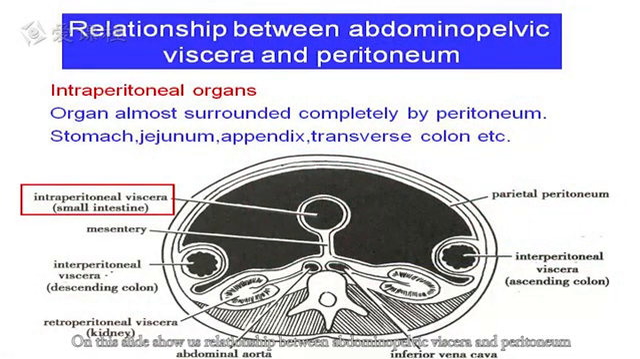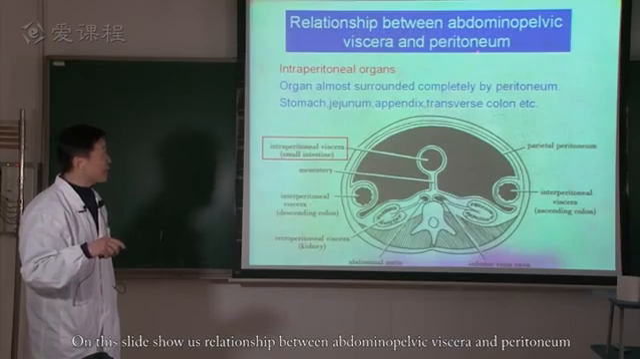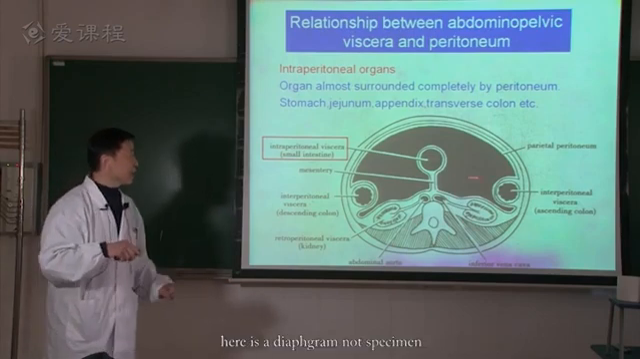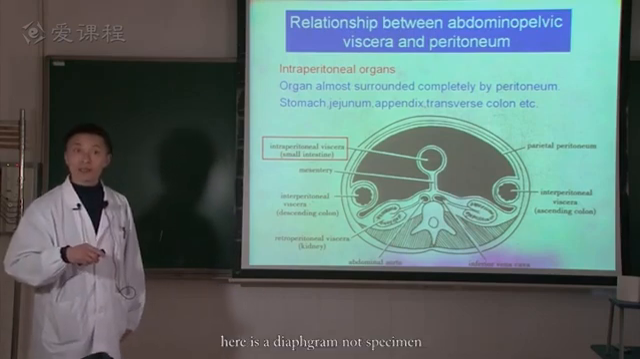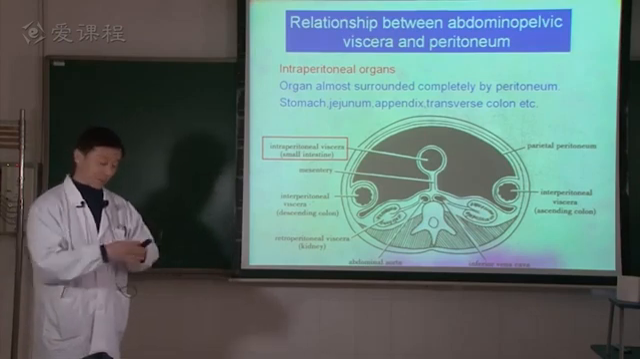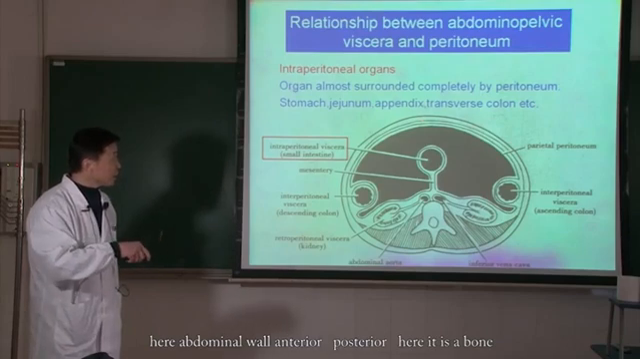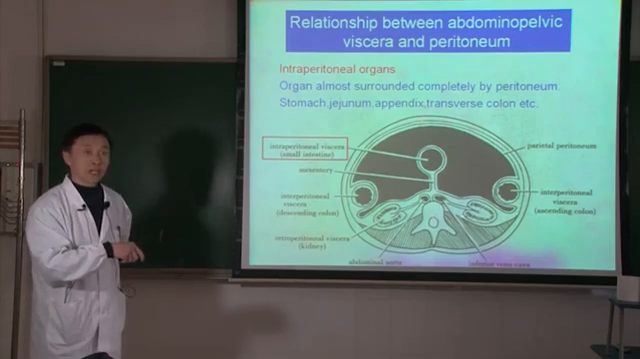This shows the relationship between abdominal pelvic viscera and the peritoneum. Here is a diagram, not a specimen. It is a transverse section like this. Here, the abdominal wall, anterior, posterior. Here is the bone, vertebrae.